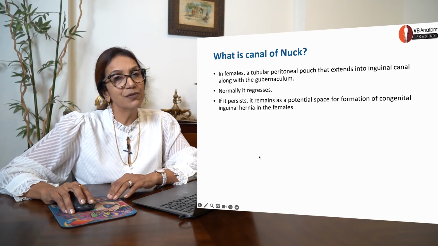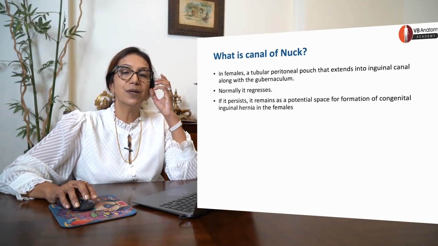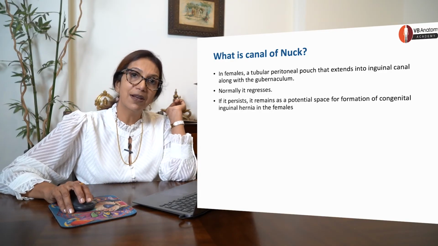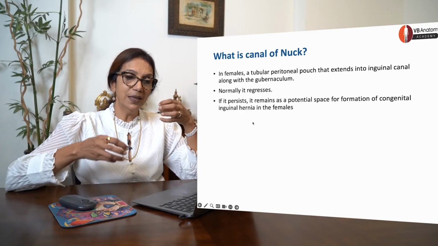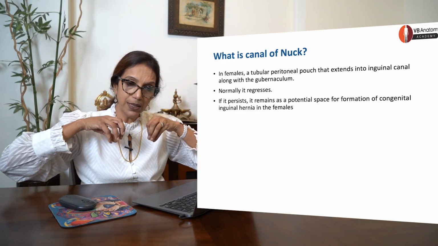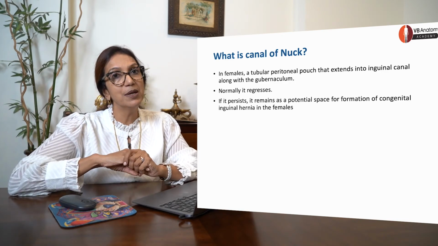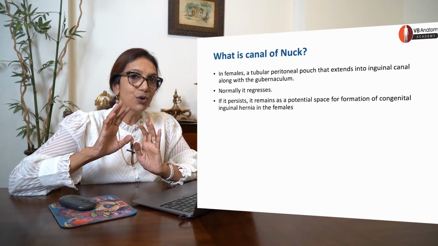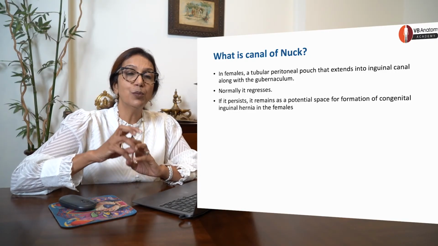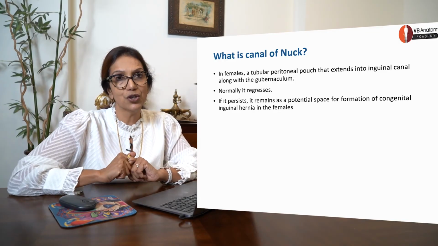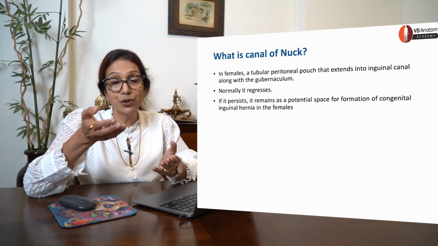So a question for you before we end this discussion: what is canal of Nuck? I've asked this question in many of my earlier lectures. I will ask you again. So the answer is also given here. Remember that it's a peritoneal pouch, that very thin pouch that can be found in the inguinal ligaments in the female. Normally it gets obliterated, but it may remain behind, in which case it becomes a potential site for possible herniation in females. This is a question asked very often to students.